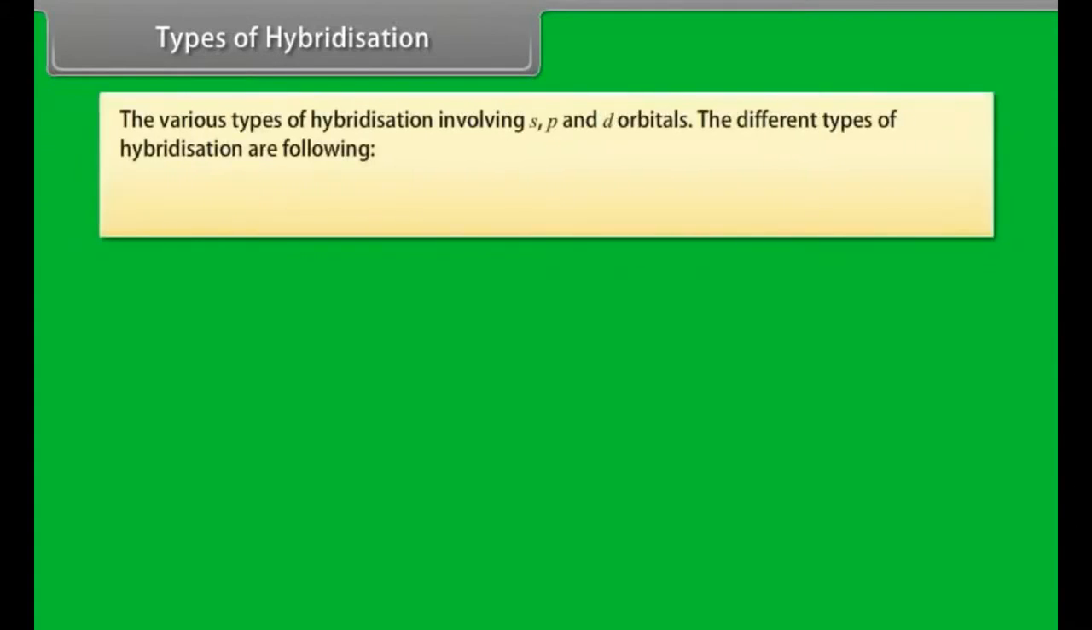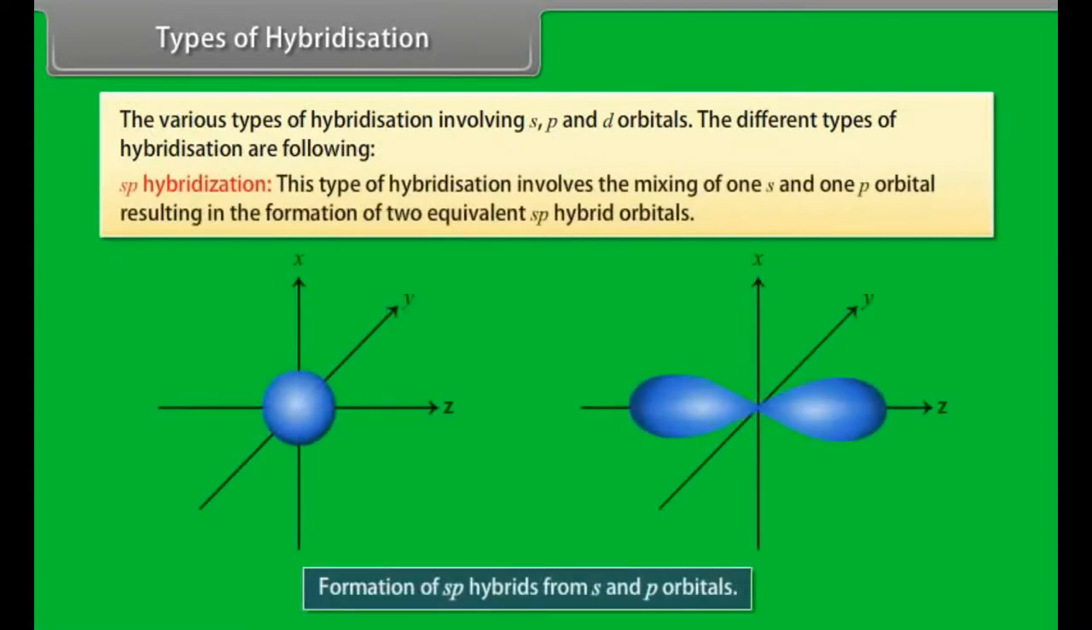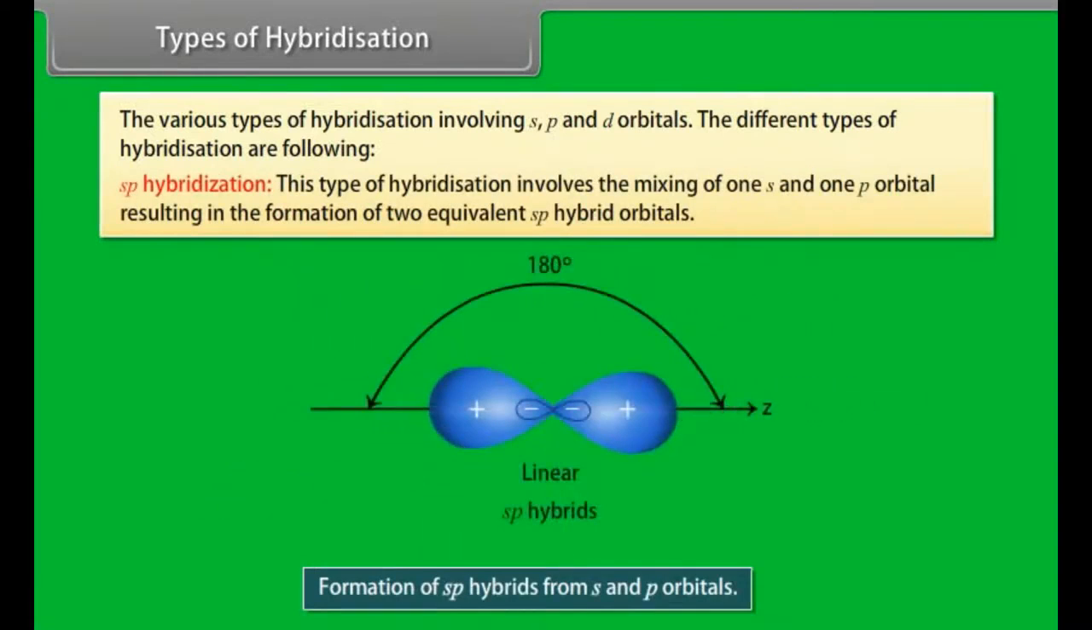Types of hybridization. The various types of hybridization involving s, p and d orbitals are the following. sp hybridization. This type of hybridization involves the mixing of one s and one p orbital, resulting in the formation of two equivalent sp hybrid orbitals.